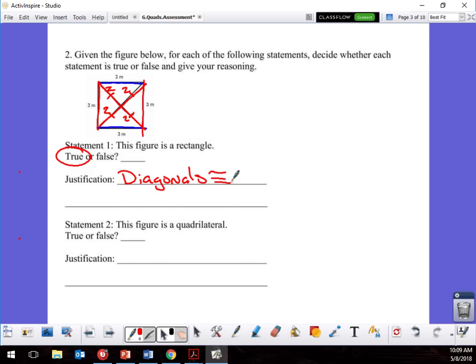And the other one was opposite sides are congruent. That helps me out a lot there. So we're saying, yes, it's a rectangle. Okay? Okay, so now the next one says, is it quadrilateral?